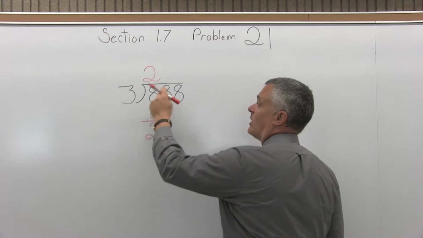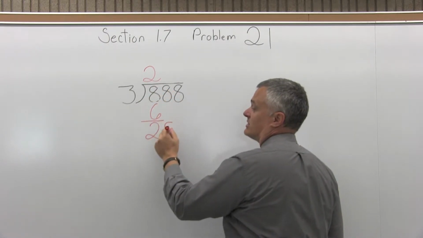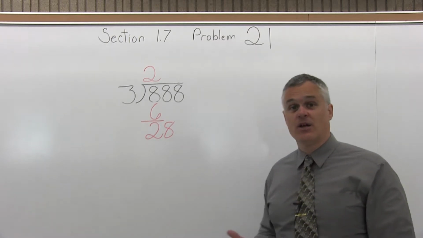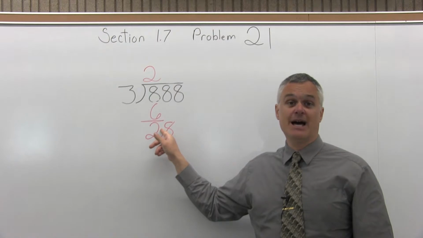And now you go over one digit to the right and bring down that digit, which is an 8. You put it next to the 2. That'll give you a 28. And now you ask how many times will 3 go into that 28? As close as you'll get is 9.